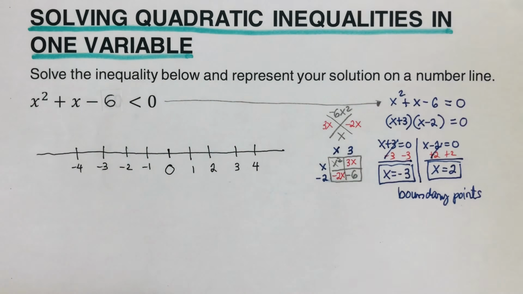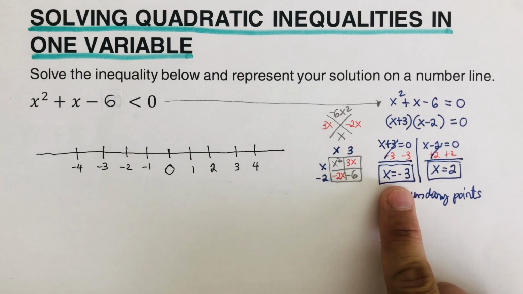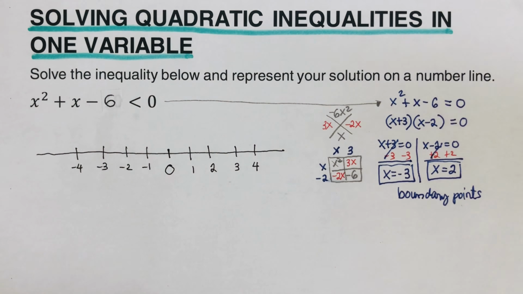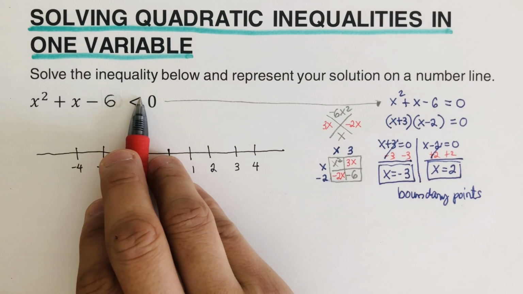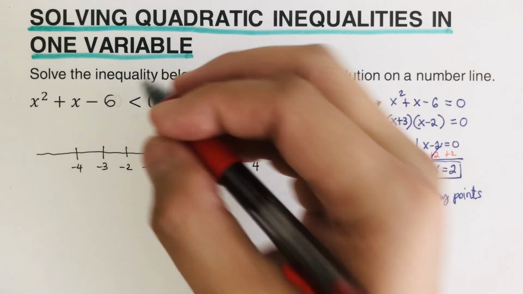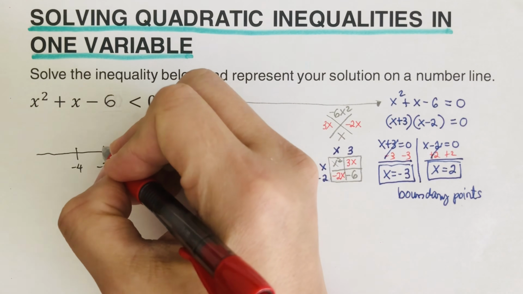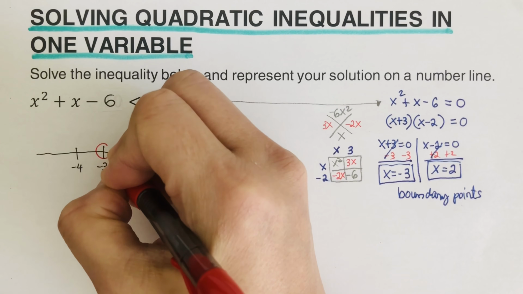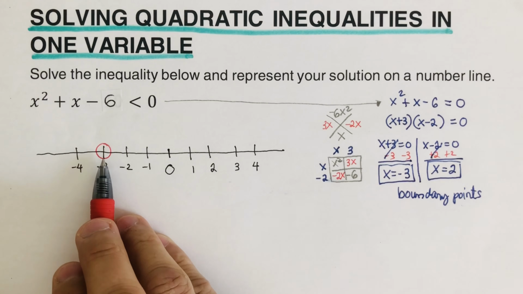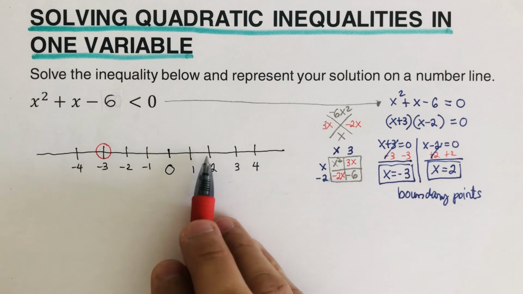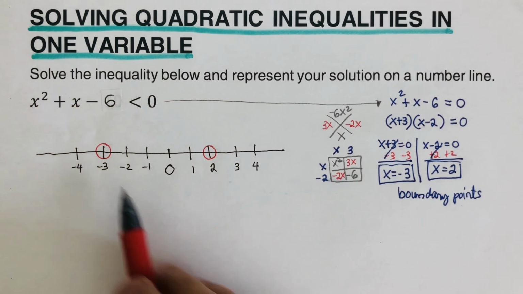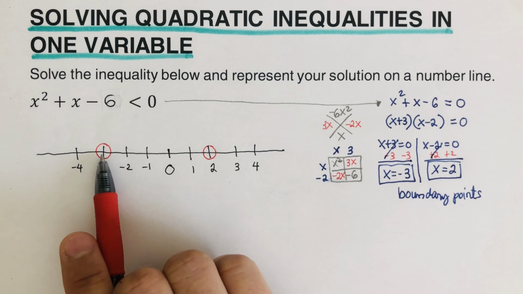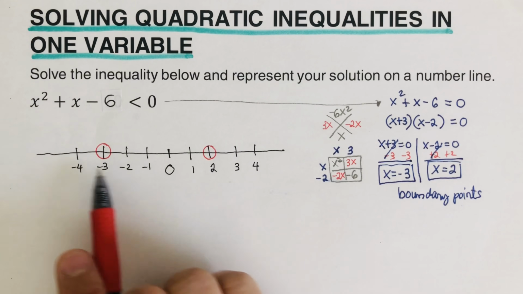Now, our boundary points are x is equal to negative 3. So I'm going to go ahead and mark where negative 3 is. It's going to be right here. Since this is a less than, there's no bar underneath. So this is going to be an open circle on x is negative 3. So I'm just going to draw an open circle there. And then the other one is on 2. And it's going to be, again, an open circle on positive 2. So we consider these two as the boundary points for this inequality.